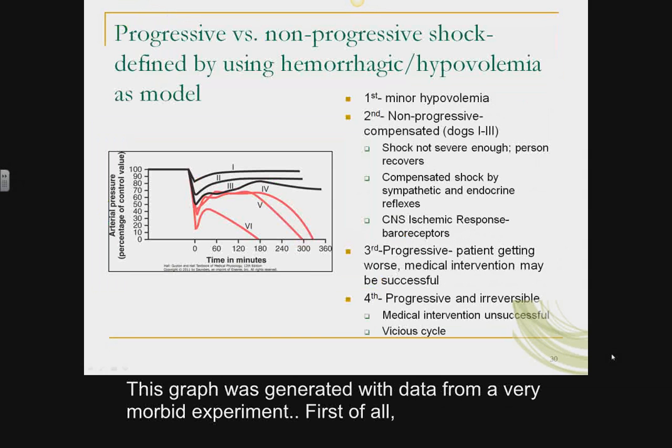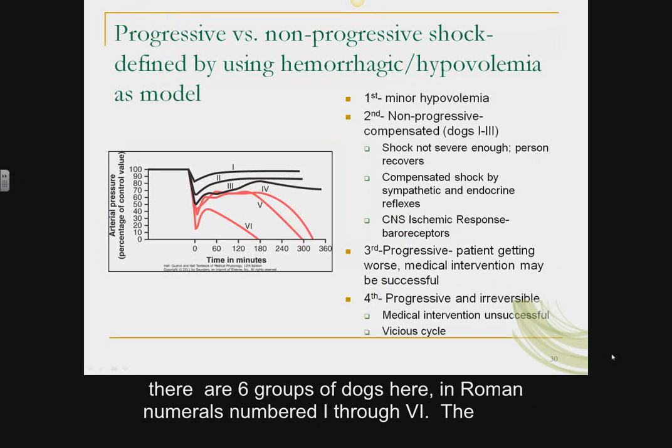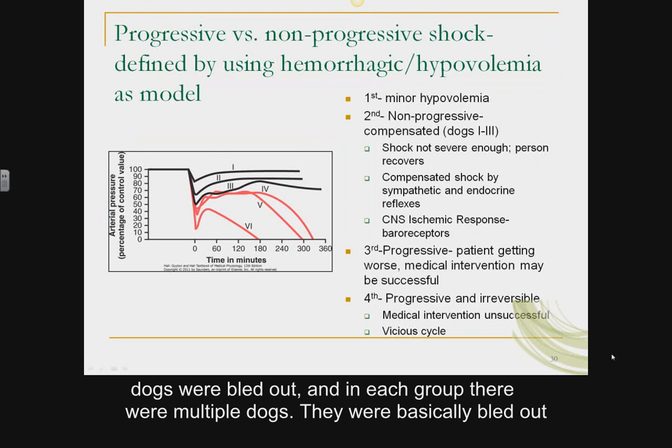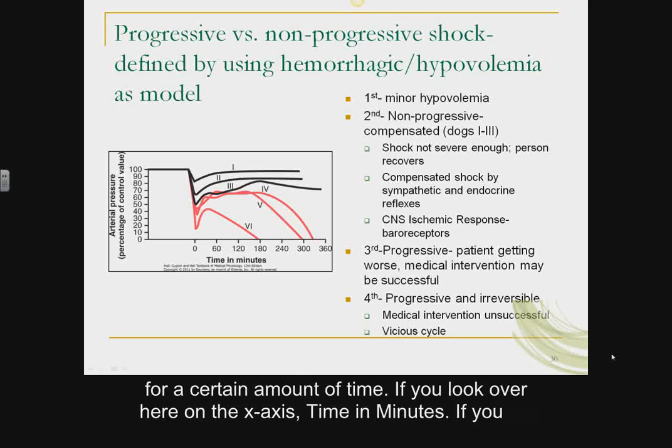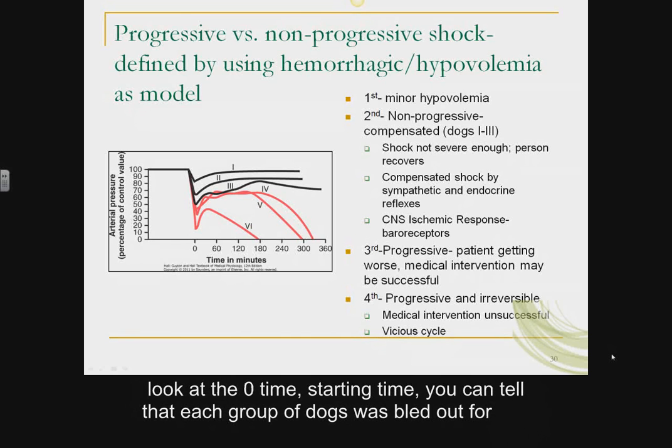This graph was generated with data from a very morbid experiment. First of all, there were 6 groups of dogs here, in Roman numerals numbered 1 through 6. The dogs were bled out, and each group had multiple dogs. They were basically bled out for a certain amount of time. If you look over here on the x-axis, it says time in minutes. If you look at the 0 time, that's the starting time.